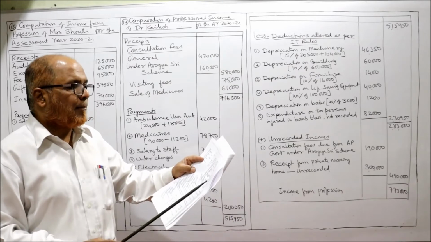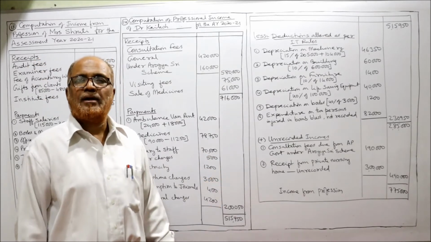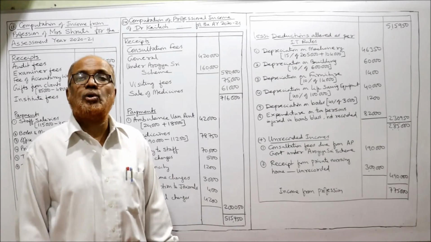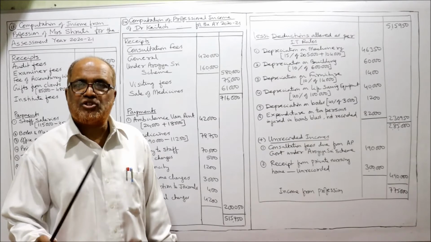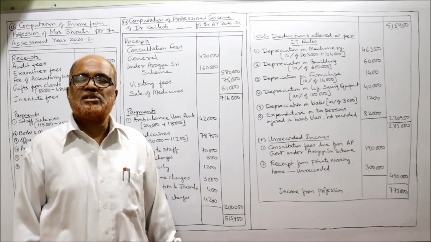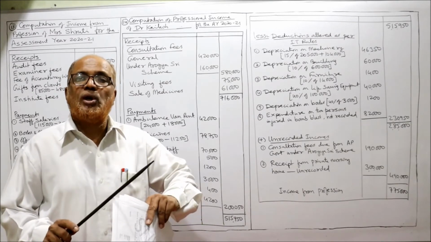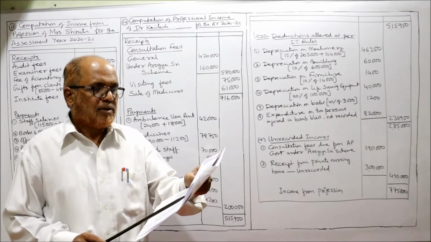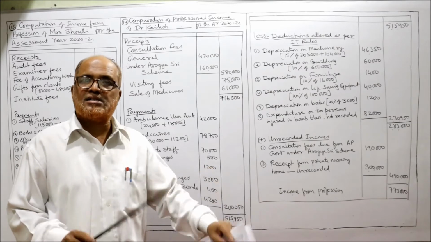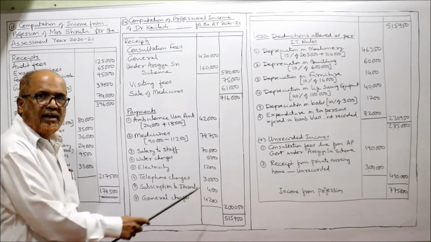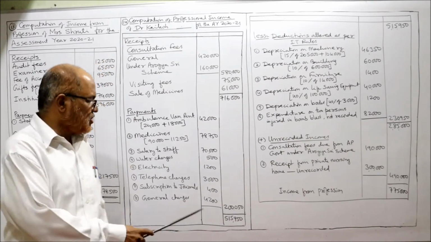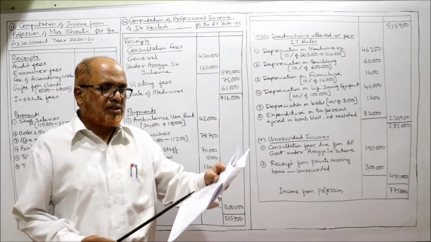After telephone charges, purchase of shares 5,000. Purchase of shares is an investment. It's an asset, so capital expenditure, purchase of shares will not be allowed as deduction. Next one, donations given. Specifically, the Income Tax Act has given the provision that donations given will not be allowed as deduction. Then, after donations, subscription to journals 400, allowed as deduction. Next, general charges 4,200, allowed as deduction.